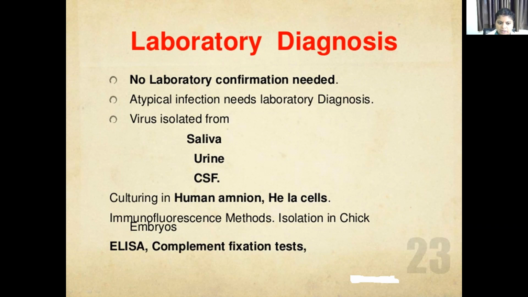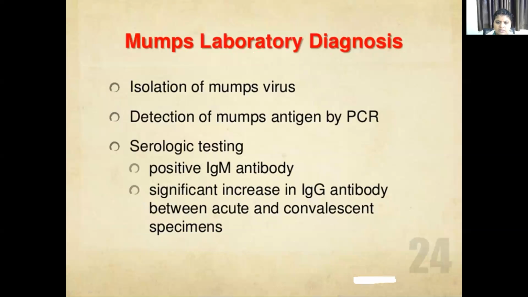The serological tests that we commonly use are ELISA and complement fixation tests. For isolation of the mumps virus, the route that we commonly use is the amniotic route, and we have to take a 6 to 8 day old embryonated egg. Rapid diagnosis can be obtained by using immunofluorescence microscopy. Molecular methods like PCR are also available for the diagnosis of mumps.